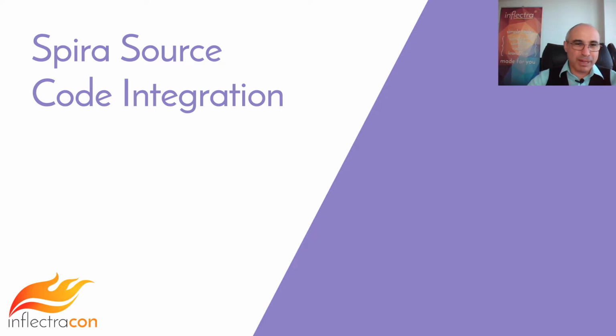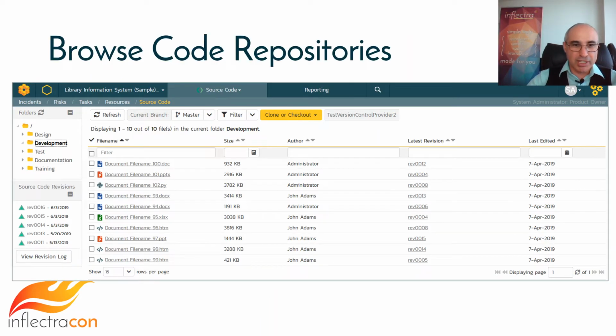Let's talk a little bit about the source code integration first. Within Spira, you can browse source code repositories. Here's an example right here. You have your folders on the top left, and you have the revisions underneath, and you can see all the files, and browse the repository as you wish. You can also change the branch you're viewing. I'm looking at a master branch right now. You can look at any branch, any set of files, and browse it directly in Spira.